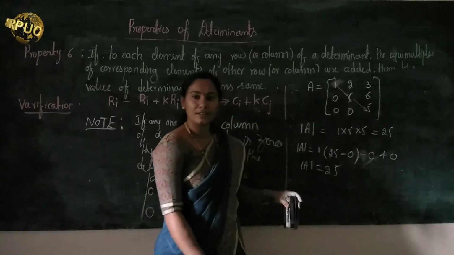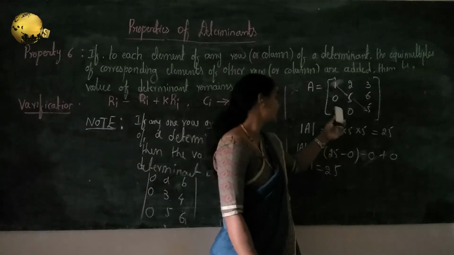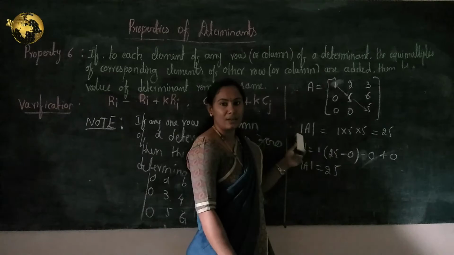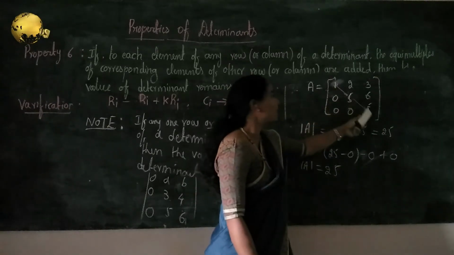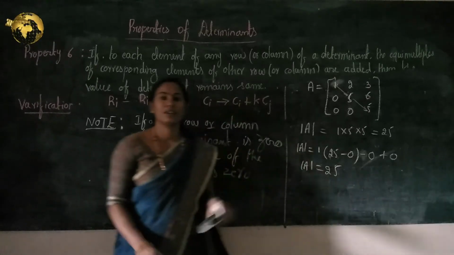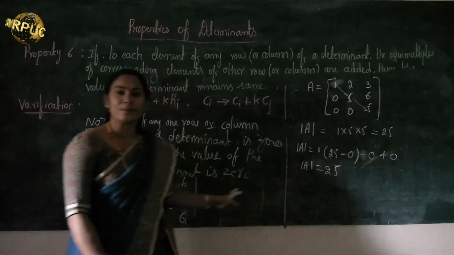So directly we can say that for any triangular matrix, whether upper triangular or lower triangular, the determinant value of that triangular matrix is the product of the diagonal elements. Okay. And in the next session, we will see the problems based on these properties.